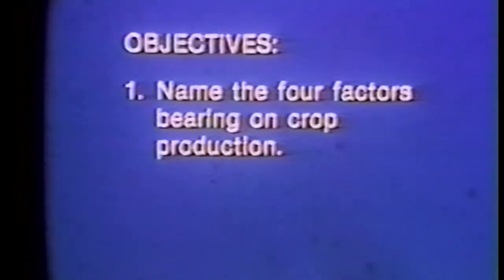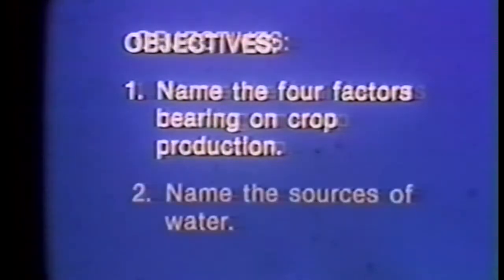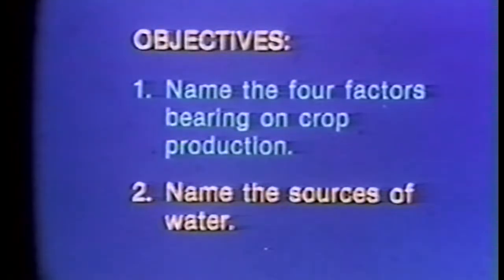Upon completion of this part of the module, you'll be able to, 1, list the 4 factors which have a bearing on crop production as it relates to irrigation. 2, name the 4 sources of water for irrigation.